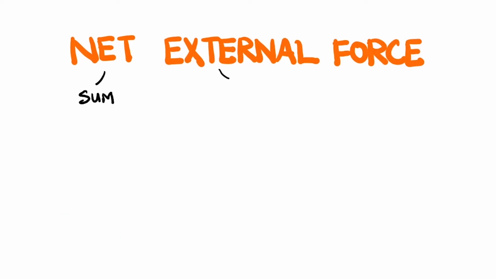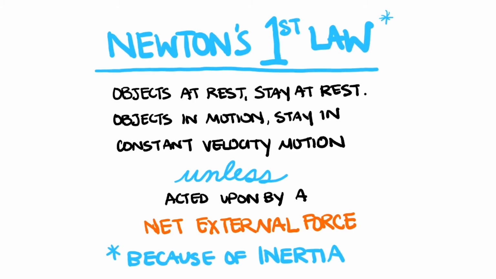External means that an object that is not the bear itself must apply this force to cause any sort of acceleration. There you have it. Newton's first law tells us that in order to cause an acceleration, some kind of net, unbalanced, external, outside force, a push or a pull, must be applied because objects have mass and therefore have inertia, a resistance to changes in its motion.